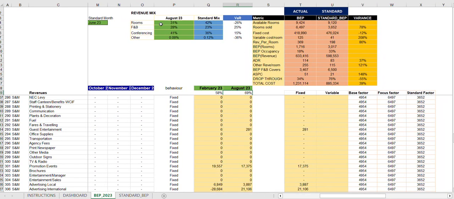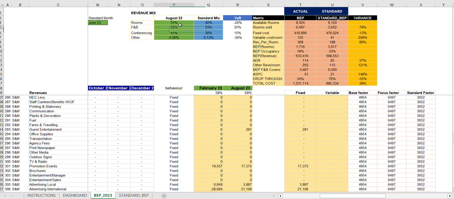And then here we also do a revenue mix calculation. Like in a normal month, what should be the proportion of your revenues? Rooms, what component should it have? F&B, conferencing, and the other. So in this case, in a standard month, normally the rooms should contribute 42%, the F&B around 23%, conferencing 36%. So this is what we call the standard or the normal.